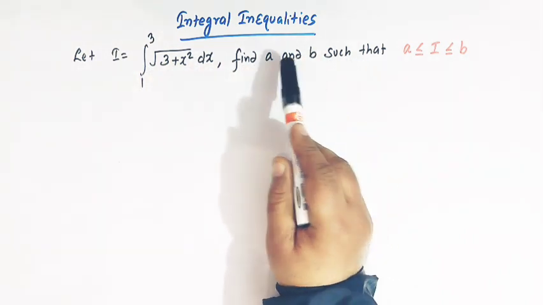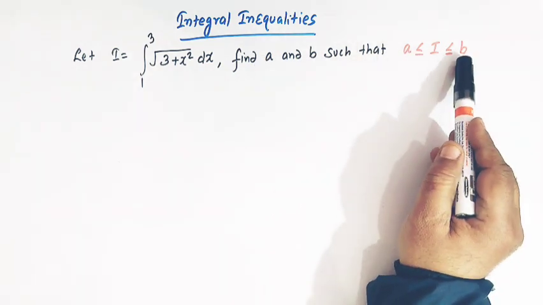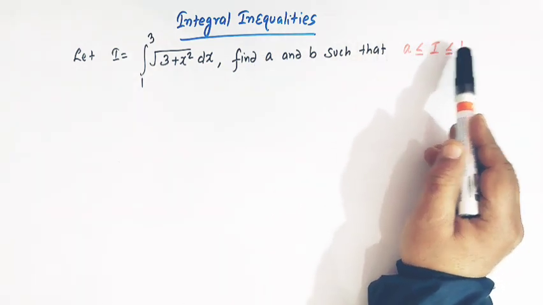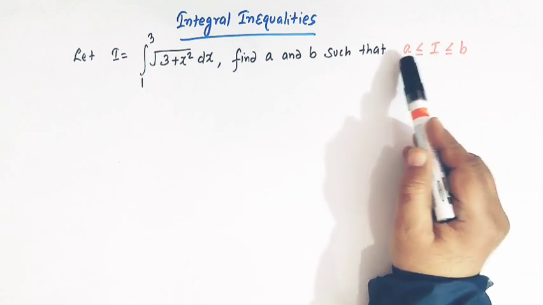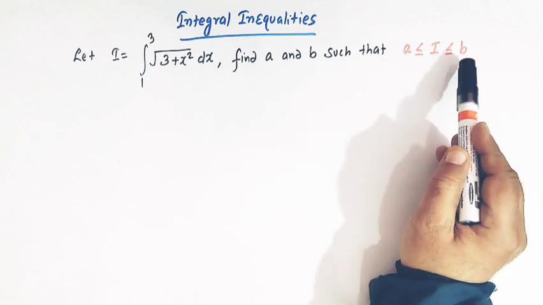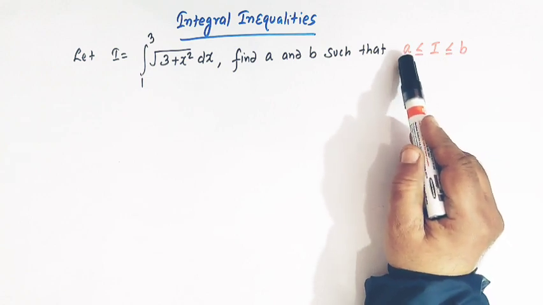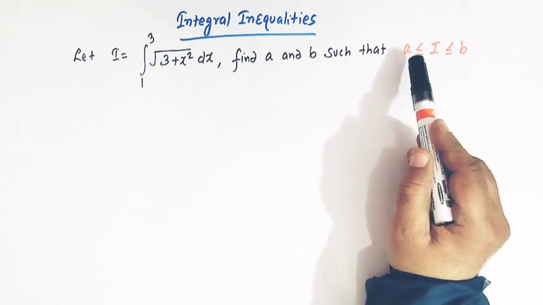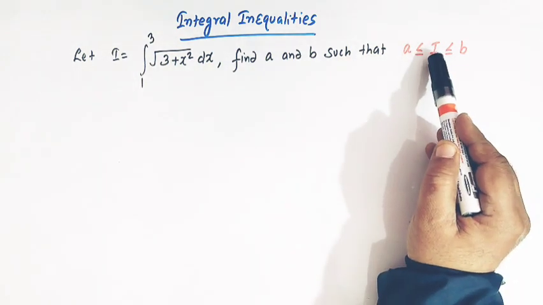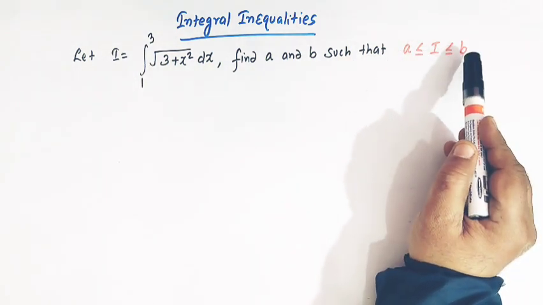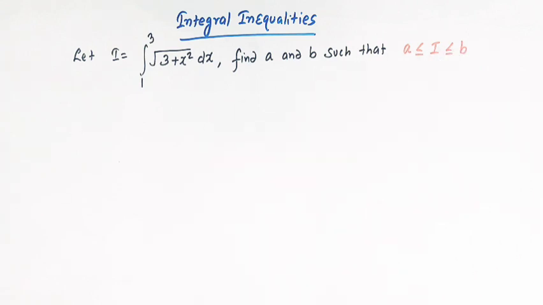and we have to find the values of these two numbers a and b when we have this inequality, right? That is, I lies between a and b, so we have to find the values of a and b such that this integral I lies between a and b. So let us start.